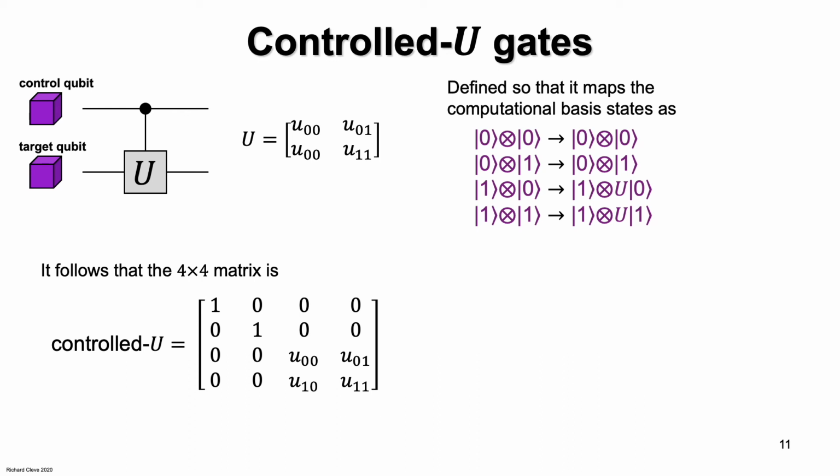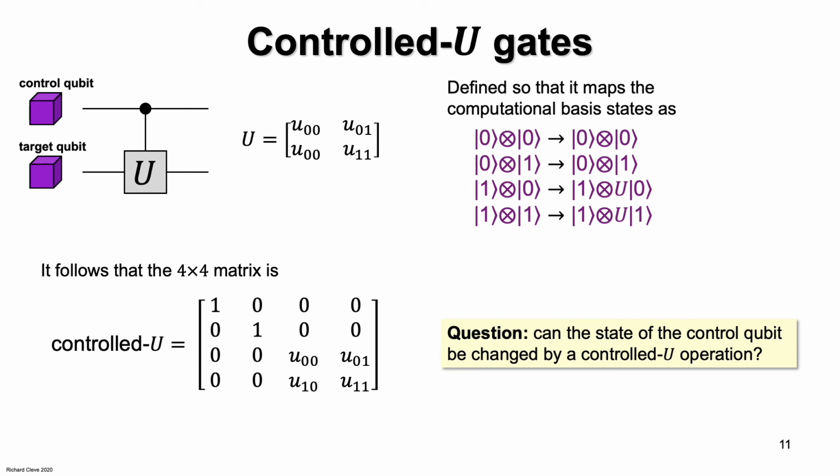Here's a question to consider. Can the control qubit change state by such an operation? What does your intuition say?